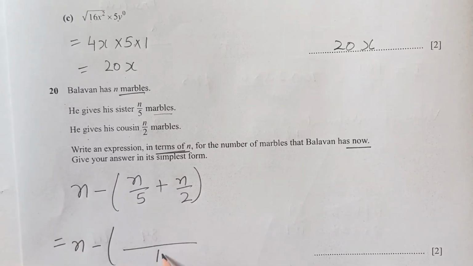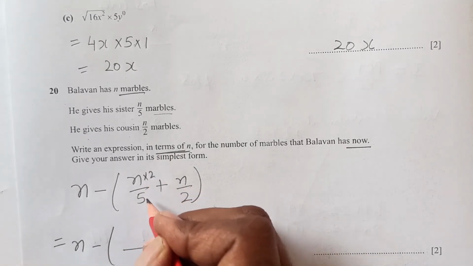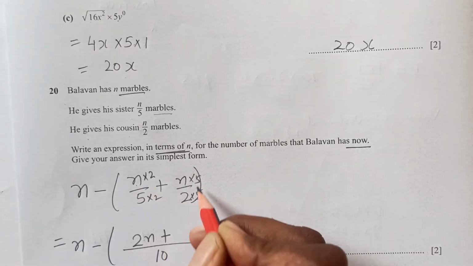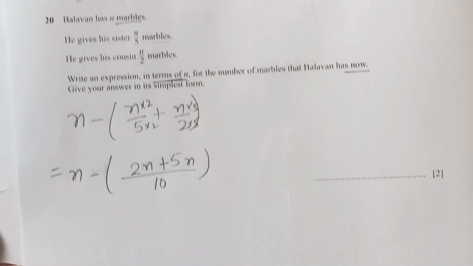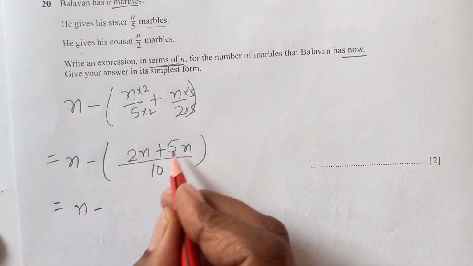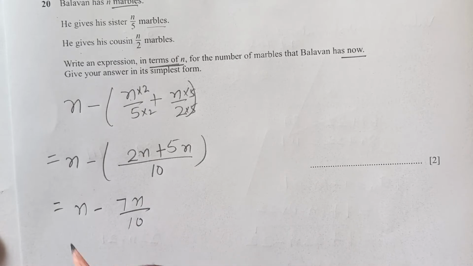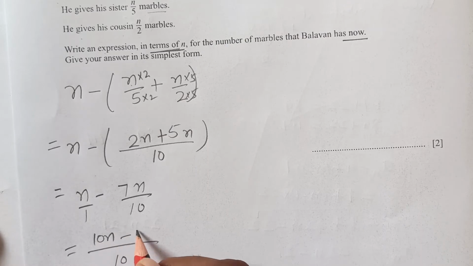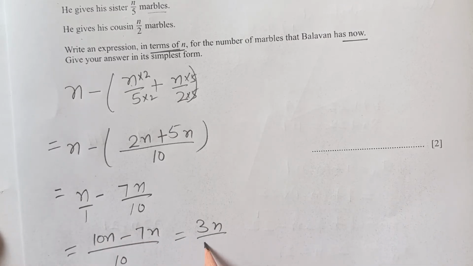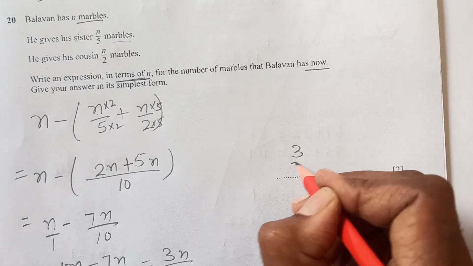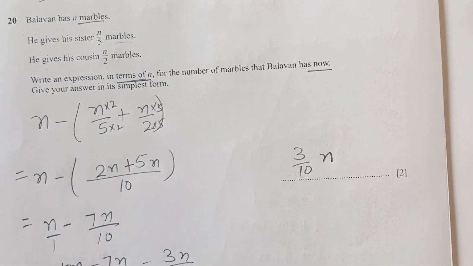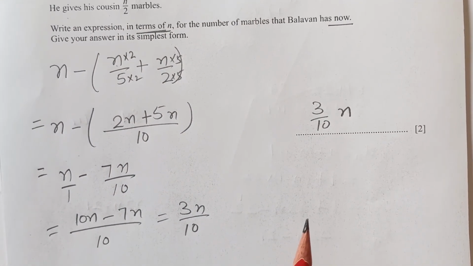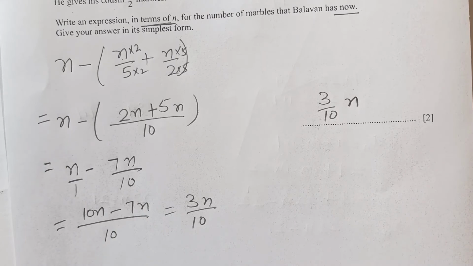So simplify, 5 times 2 is 10. So making this same, times 2 and times 5. This is 2n plus 5n, right? So now n minus, this is 7n over 10, right? So over 1, taking LCM. So this will be 10n minus 7n. So that is 3n. So we can write it like that, 3 over 10 n. That is the expression. Make sure you guys underline the keywords whenever you start doing the question so that you don't miss out any of the condition given to you.